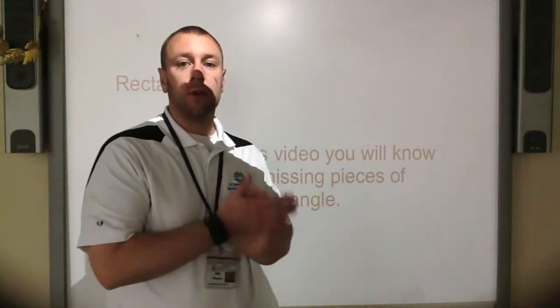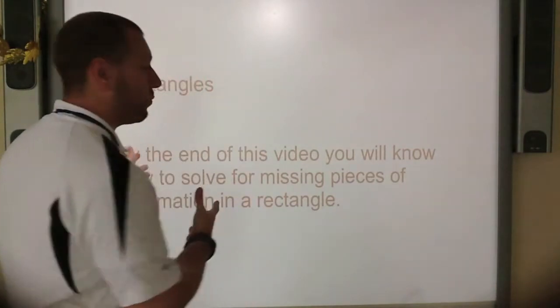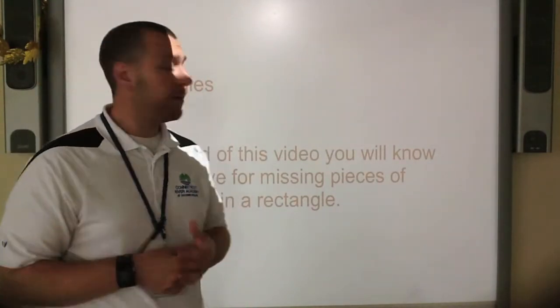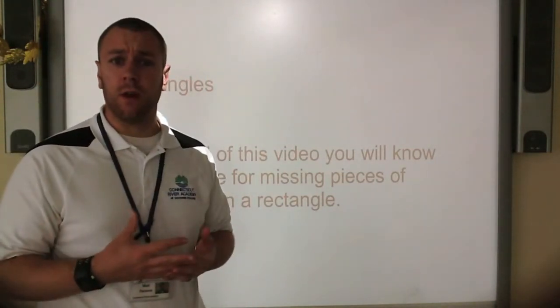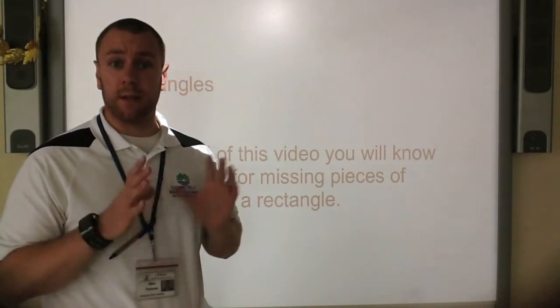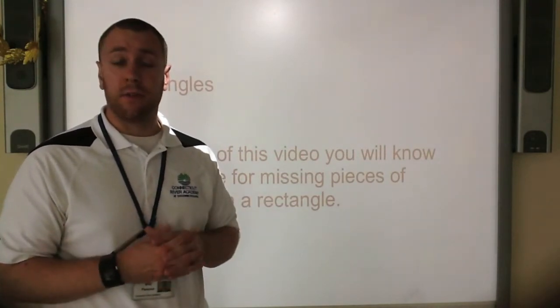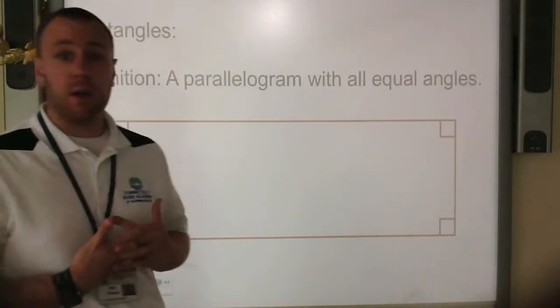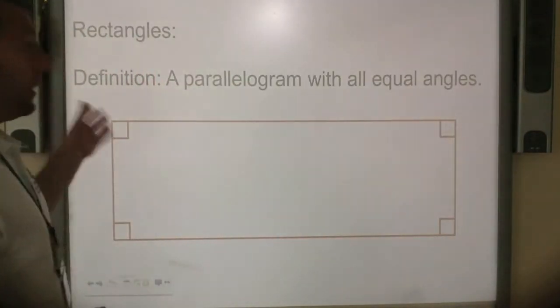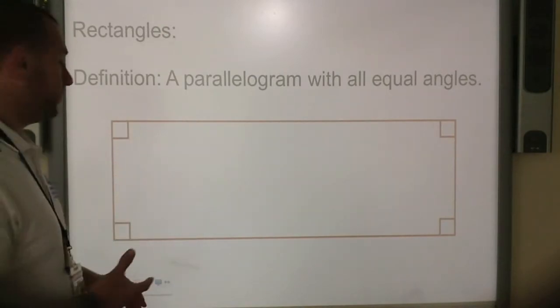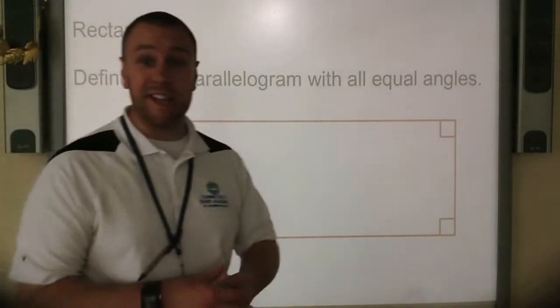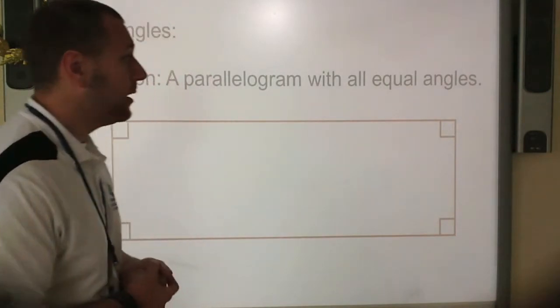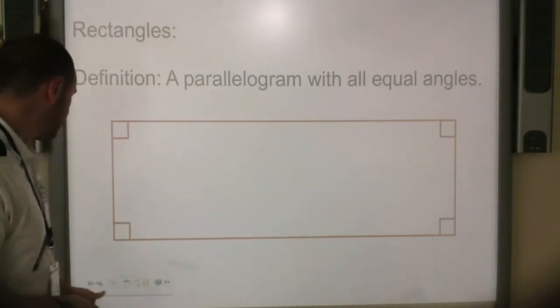Hi everyone. So this is all about rectangles and their properties. You were supposed to have created the Geometer Sketchpad sketch and analyzed different things about a rectangle. You already know the definition of a rectangle is a parallelogram with all equal angles, those angles all being 90 degrees. We've already gone through that. I'm just reminding you of the basics.